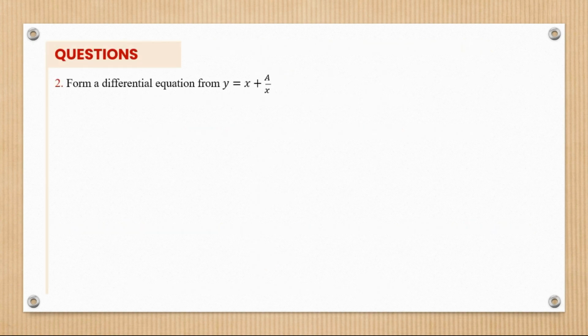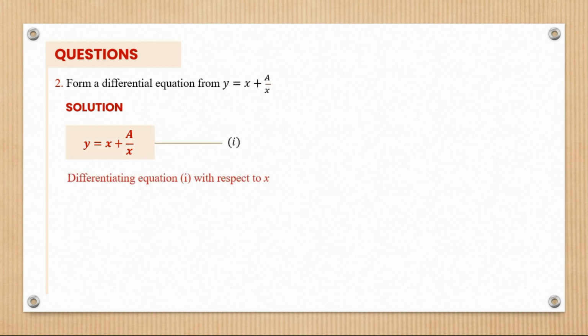Alright, in question 2, we're being told to form a differential equation from y is equal to x plus a over x. As I've said before, every single time you have one arbitrary constant, you differentiate once. Even without being told, you can see in this question the arbitrary constant is a. So let's solve this. We have y is equal to x plus a over x. We'll label this as equation 1. Now we're going to differentiate that with respect to x.